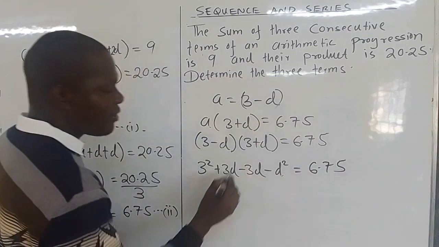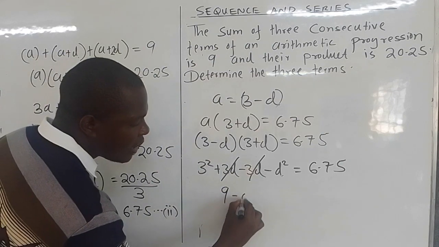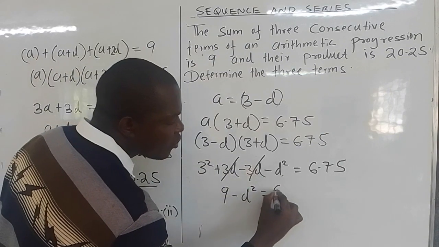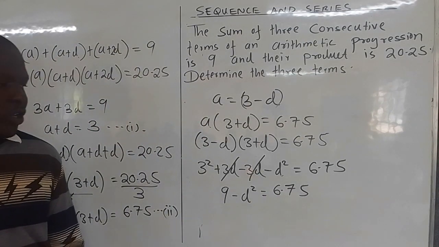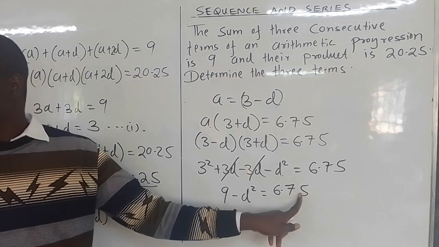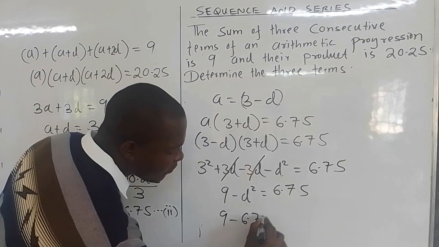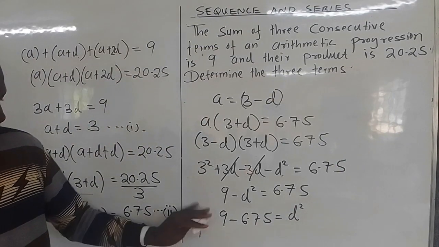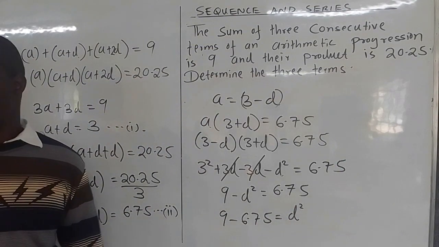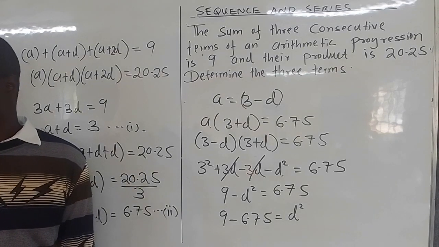6.75. So that cancels out with that. You remain with 3 squared, which is 9, minus D squared is equal to 6.75, isn't it? So what do you get? D squared goes to the other side, it becomes positive, isn't it? So here we'll have 9 minus 6.75 is equal to D squared. Is that okay?